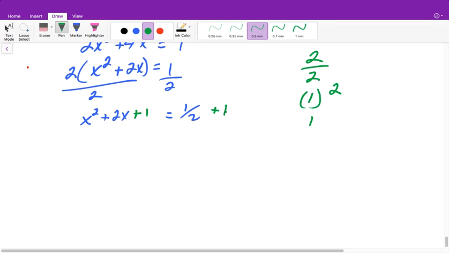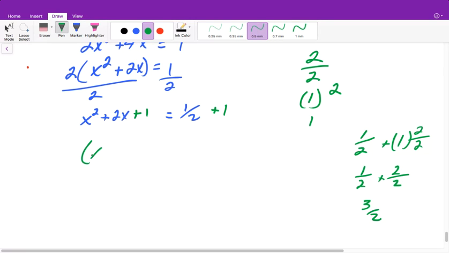Some of you guys were subtracting it. Well, 1/2 plus 1, we need to get common denominators, so we multiply it by 2 over 2. So 1/2 plus 2/2 is equal to 3 over 2. So that means now we factor this. So it factors to x, whatever number we got when we divide it by 2, and whatever sign we have here is always the sign in our factored form. So x plus 1 squared is equal to 3 over 2.